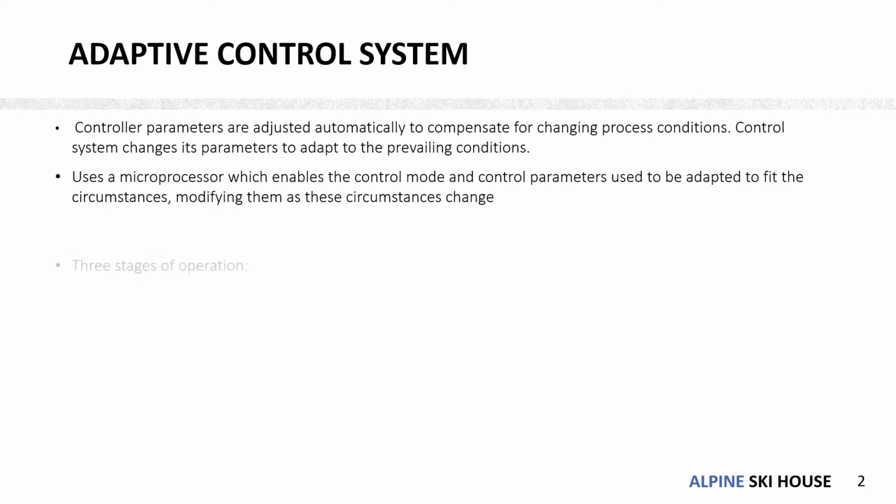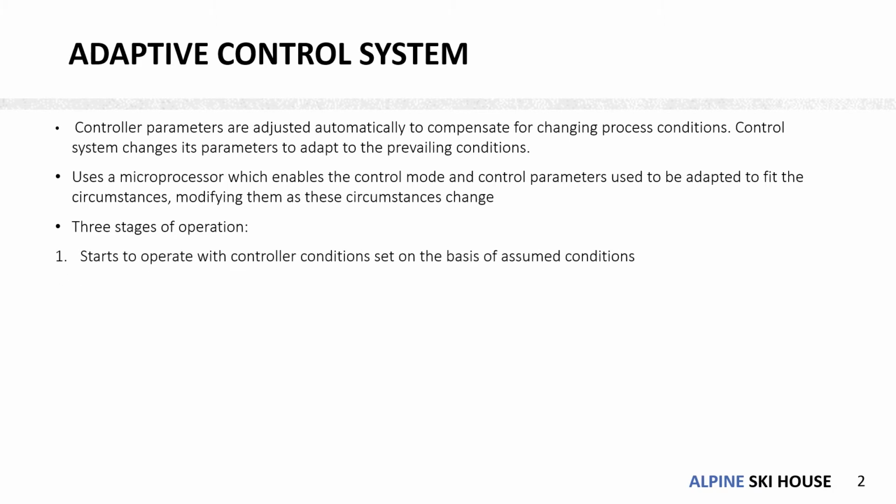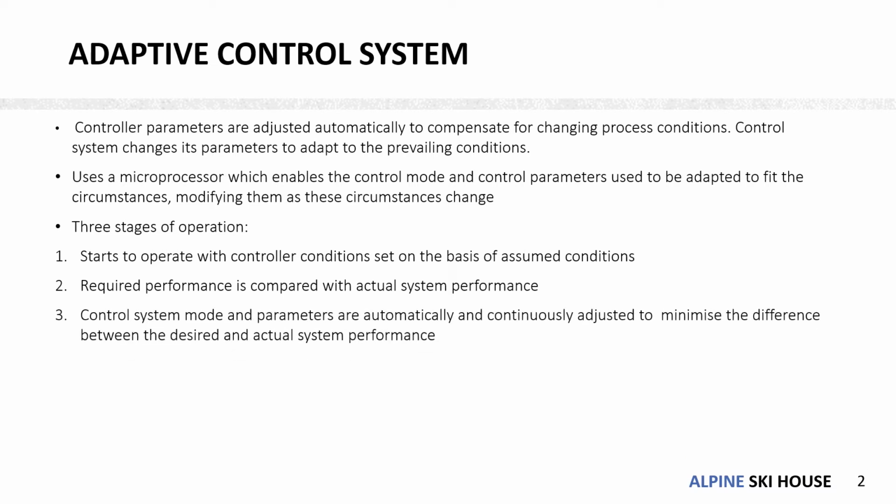For an adaptive control system, there are three stages of operation. The first one, the operation begins with some preset input parameters based on the assumed conditions of the ambience. Now the set required performance is compared with the actual system performance at the beginning of the operation. Now in the control system mode, the parameters are automatically changed so as to reduce the difference between this required performance and the actual system performance.